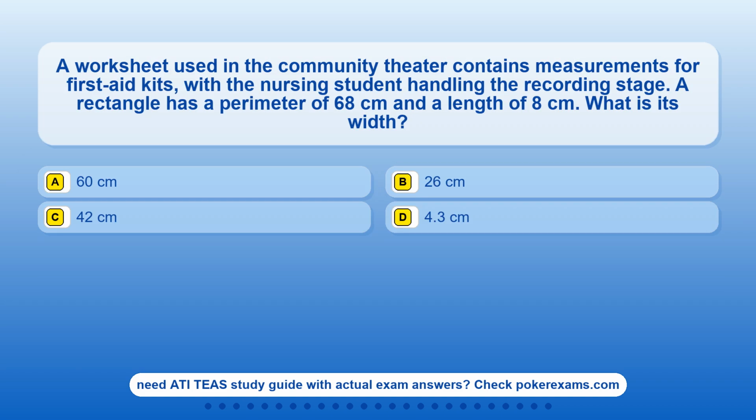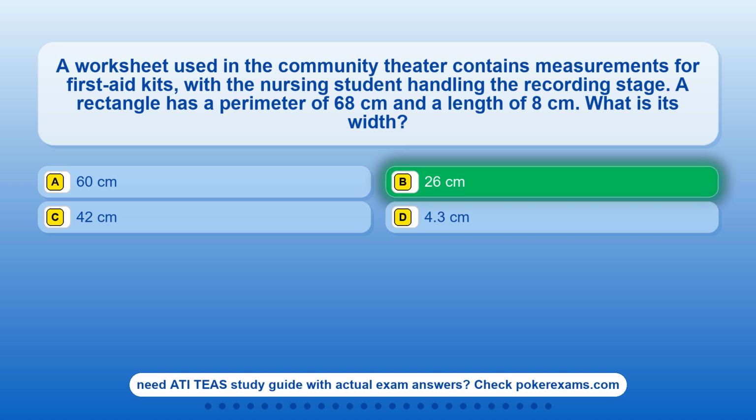A worksheet used in the community theater contains measurements for first-aid kits, with the nursing student handling the recording stage. A rectangle has a perimeter of 68 centimeters and a length of 8 centimeters. What is its width? Option A, 60 centimeters. Option B, 26 centimeters. Option C, 42 centimeters. Option D, 4.3 centimeters. The correct answer is option B, 26 centimeters.